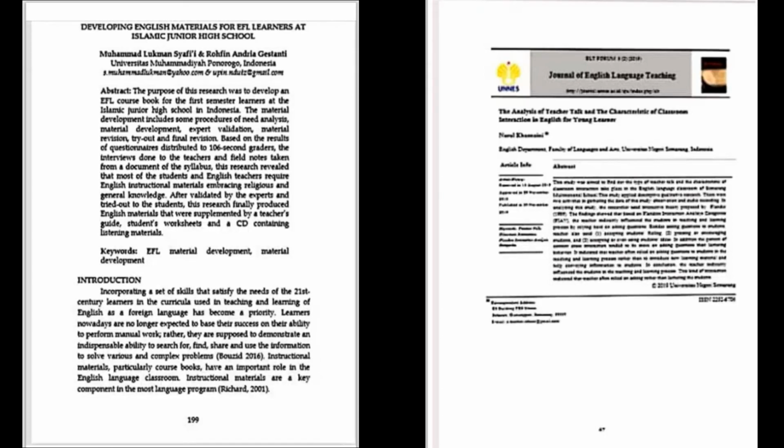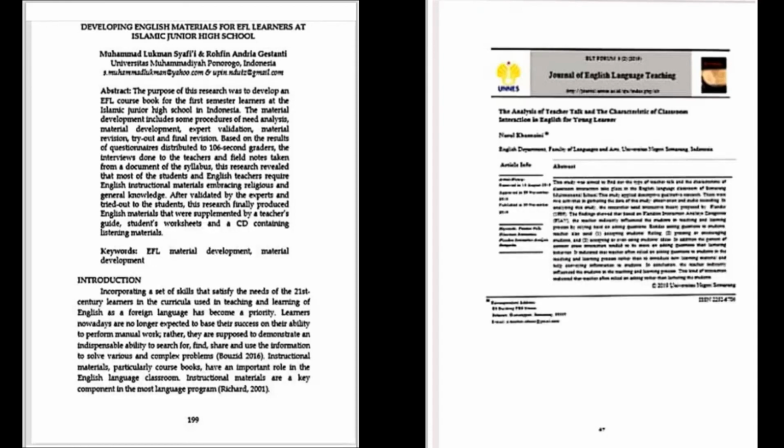And from all of the strategies to improve English skills for the learners and some materials, the role of the teacher is also very important during the process. Based on the 10th article that I have read before, the title is Analysis of Teacher Talk and the Characteristics of Classroom Interaction in English for Young Learners by Nurul Husnaini. The teacher indirectly influenced the students in the teaching and learning process by relying heavily on asking questions.